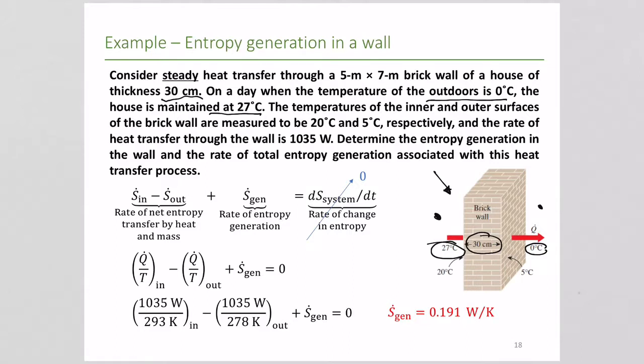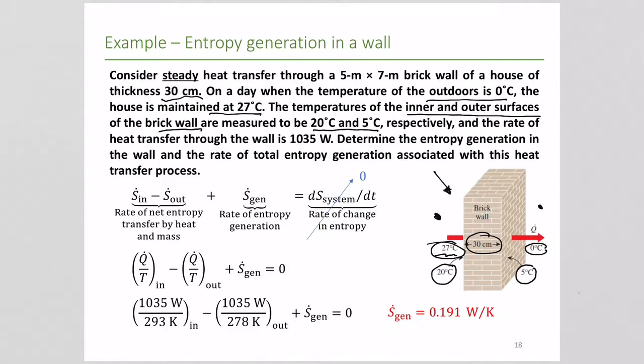The temperatures of the inner and outer surfaces of the wall are measured to be 20 and 5. So inside is 27, but the wall temperature is 20. And in the same way, the problem gives you that the outside wall is 5 degrees C. Okay.